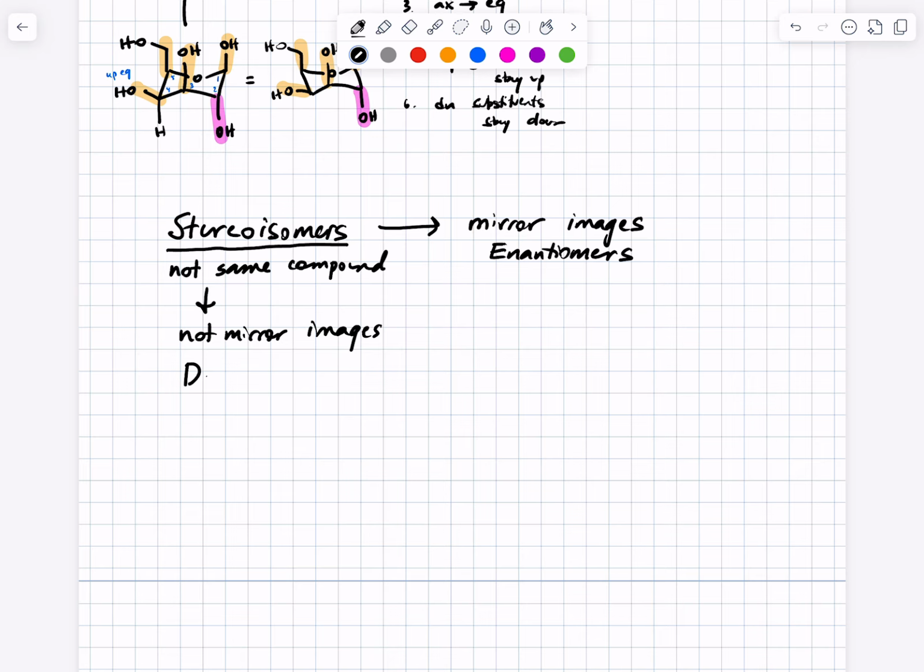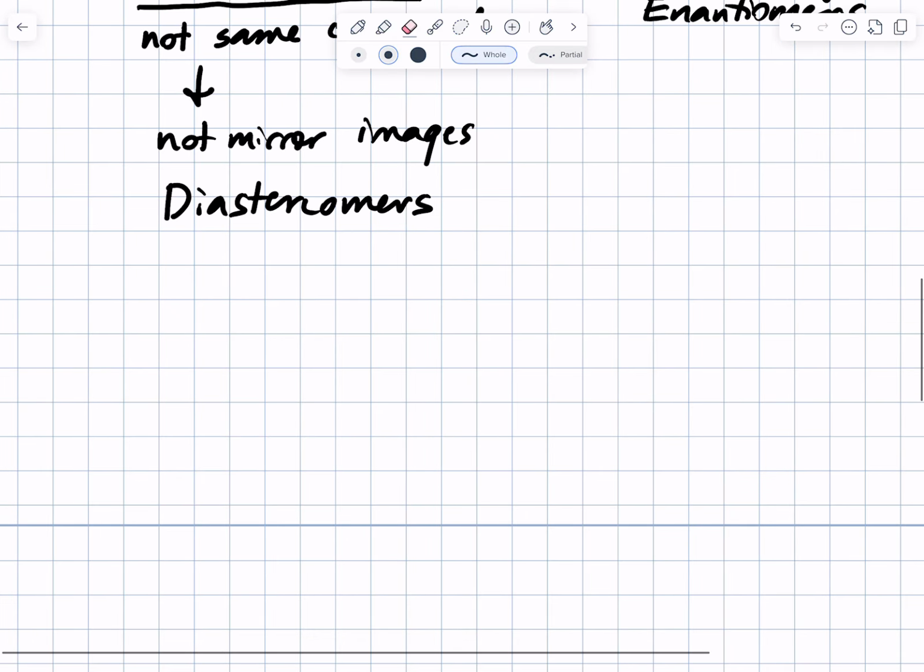And then there are stereoisomers that are not mirror images of each other. And these are called diastereomers. Any kind of stereoisomer that is not an enantiomer is a diastereomer, period. So examples of things that are stereoisomers but are not mirror images of each other.